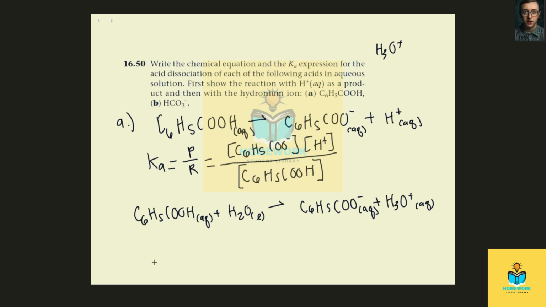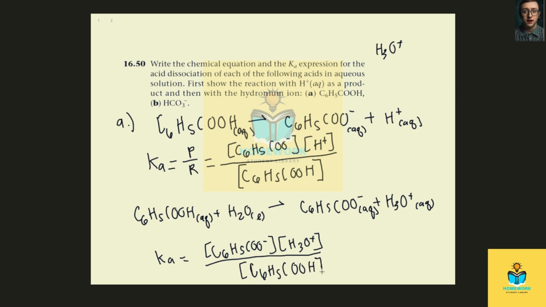And we will do the same thing, doing our products over reactants to write our Ka. So therefore, we'll have C6H5COO minus times our H3O plus. And in the bottom, we'll only have our C6H5COOH because the water is not included in a Ka because it is a liquid. All right, so that's the answer for part A.